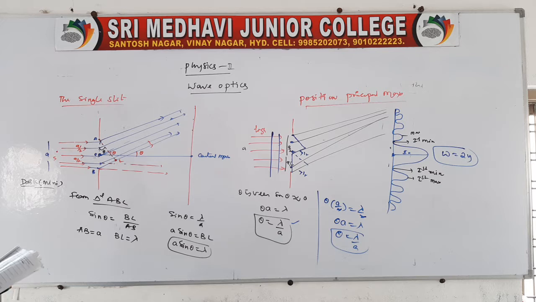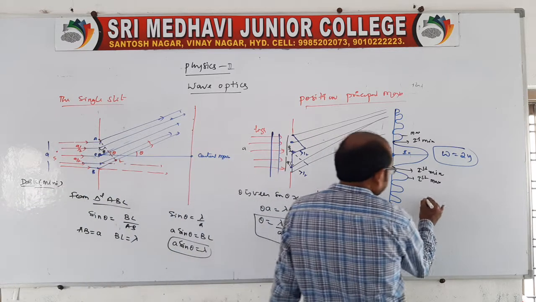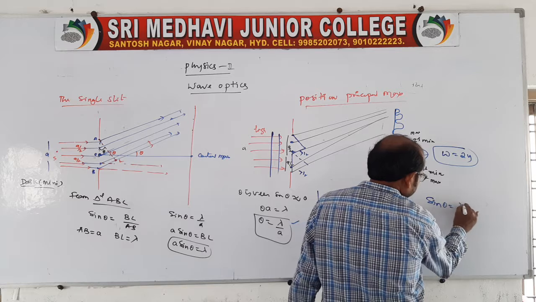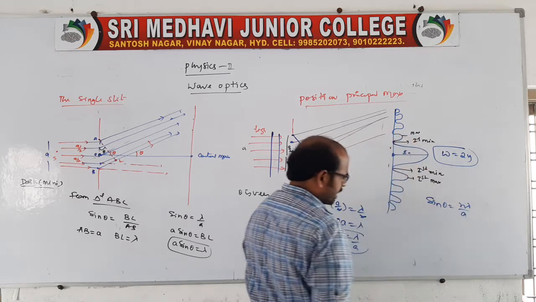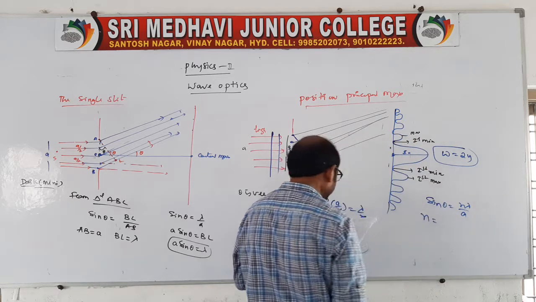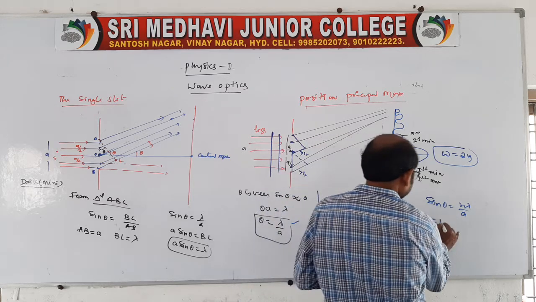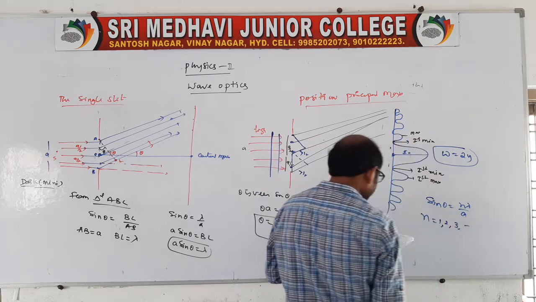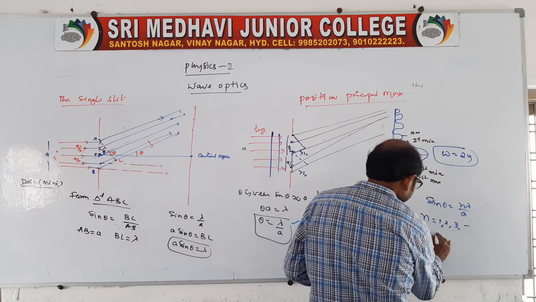Coming to the condition, we actually have to talk about the minima condition. There we should get a 0 intensity. For that purpose, sine theta is equal to n lambda by A, where n you take as 1, 2, 3 and so on. Therefore, A sin theta is equal to n lambda.